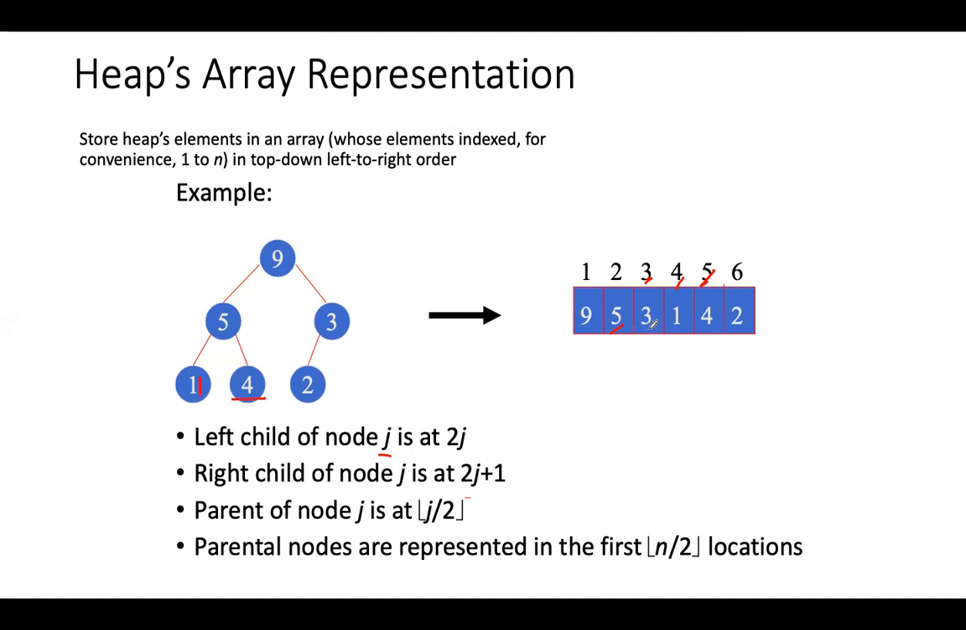Similarly, for 3, I want to find out where its children are present. J value is 3. At 2J, its left child will be present. 2J is nothing but 2 into 3, which is 6. So its left child is present at 2J, and the right child will be present at 2J plus 1.